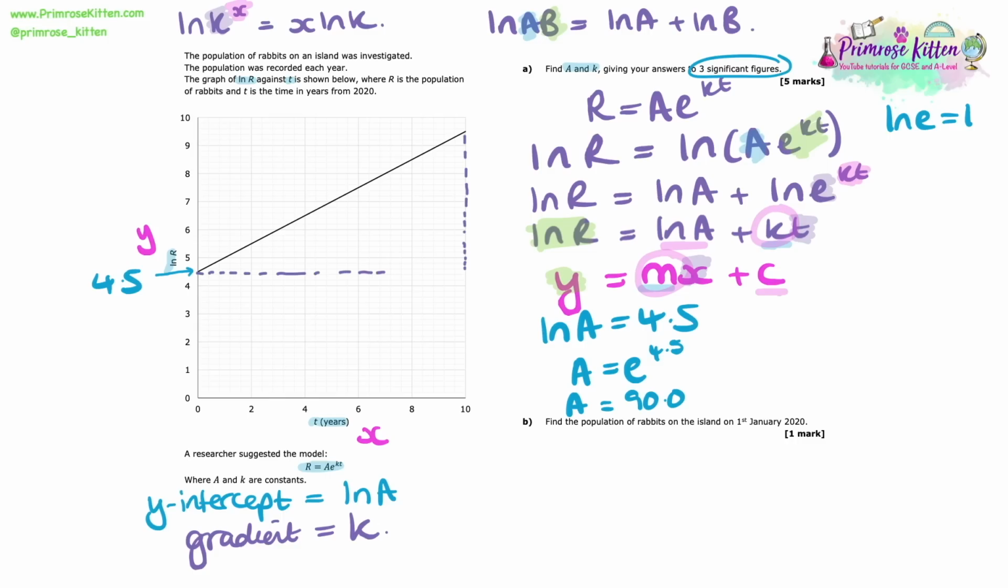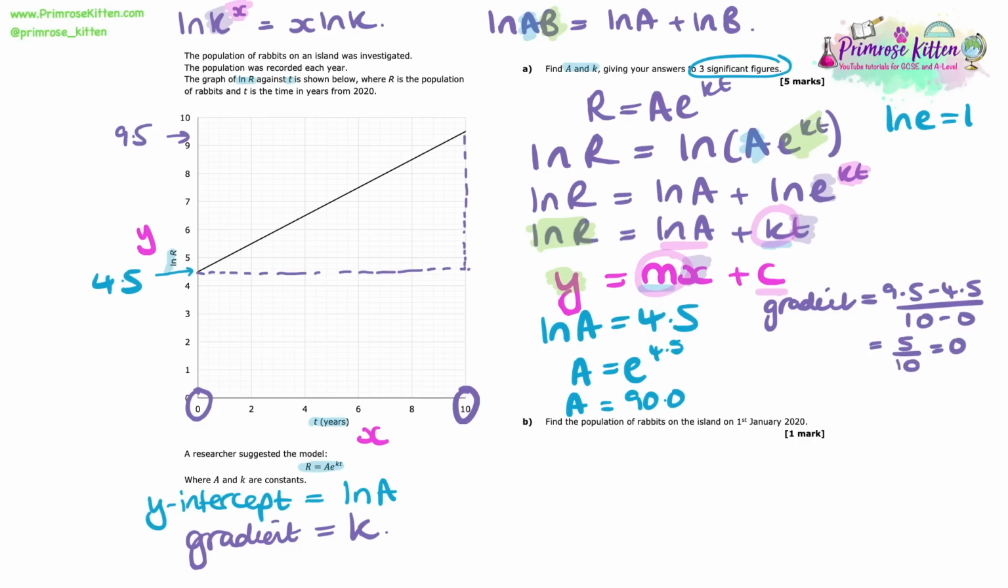And the important thing to remember is that gradient is equal to the change in the y-axis divided by the change in the x-axis. So looking at the y-axis here, it starts up at 9.5 down to 4.5, and along the x-axis it goes from 0 to 10. So the change in the y-axis is 9.5 minus 4.5, and the change in the x-axis is 10 minus 0. That leaves us with 5 over 10, or we could say 0.5 or 1/2.